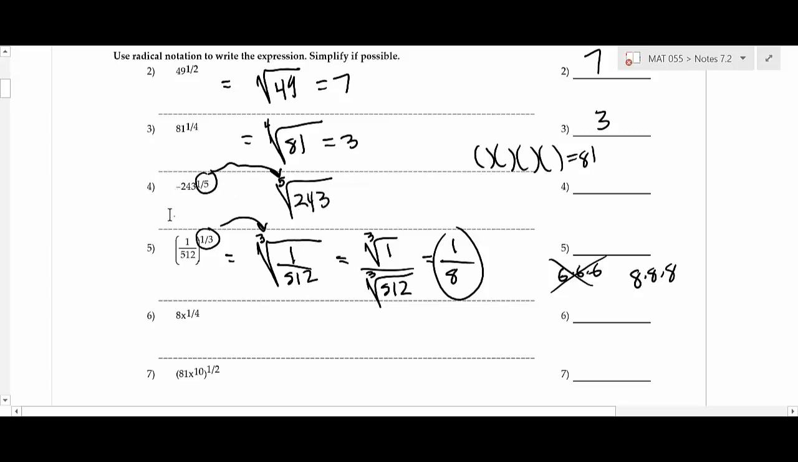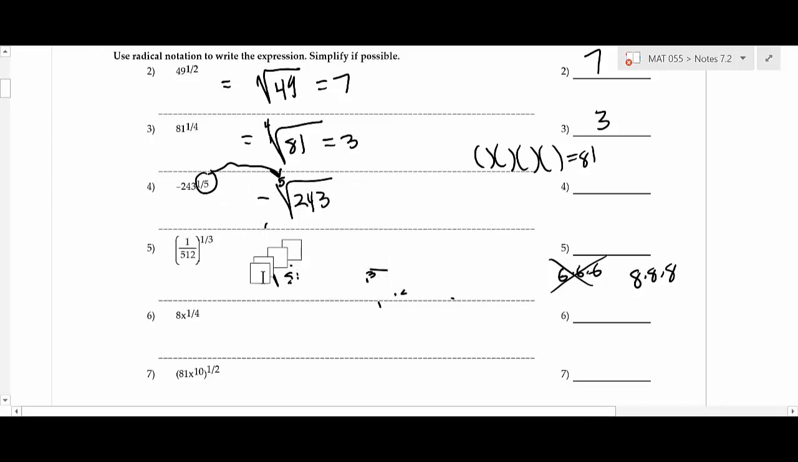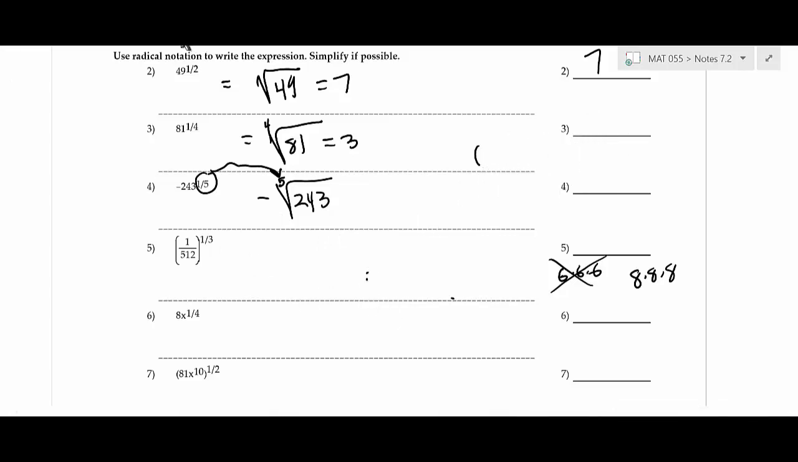243 is going to go under, the negative is going to go there, and let me explain why that is. One thing you definitely want to write on your paper to help you understand this is a slightly different problem. I want to give you negative 243 to the 1/5 power. Write that down, that's important. Write that down where the negative 243 is in the parentheses, okay?